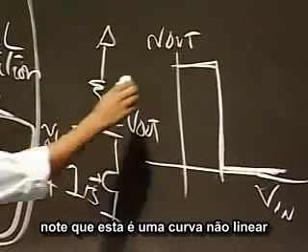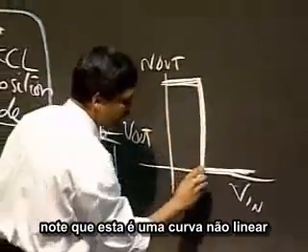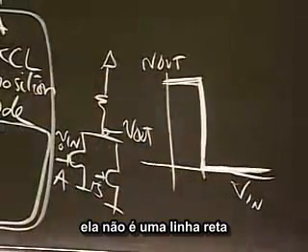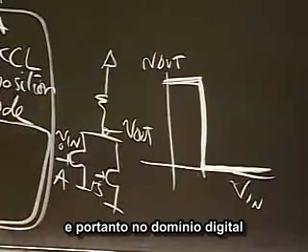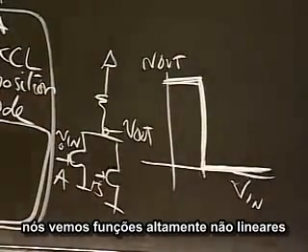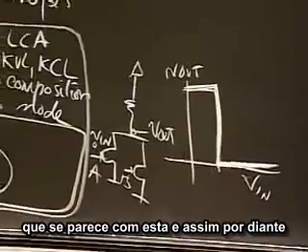So notice that this is a nonlinear curve. Okay, this is not a straight line. It's a nonlinear curve. And so therefore, in the digital domain, we see highly nonlinear functions that look like this and so on.